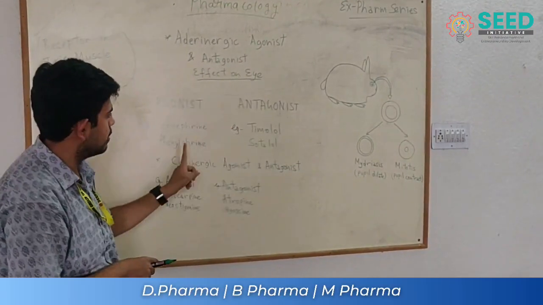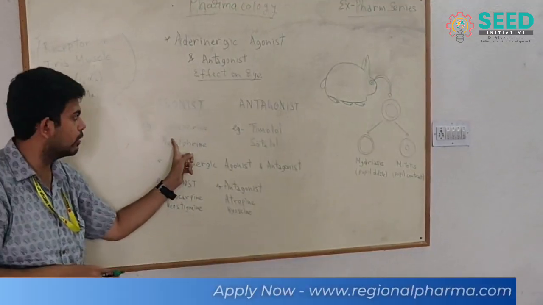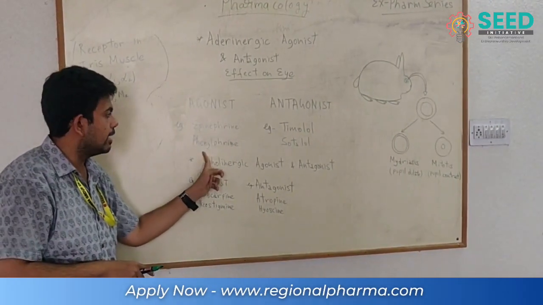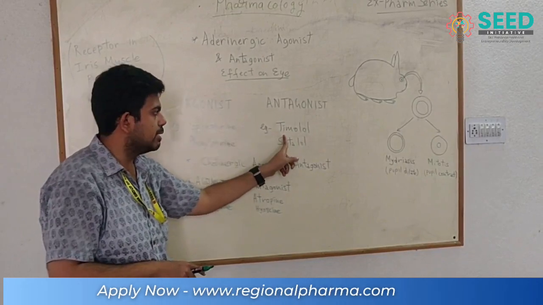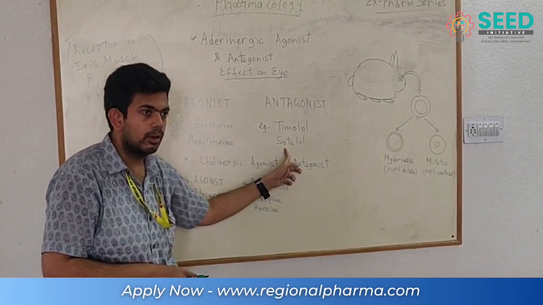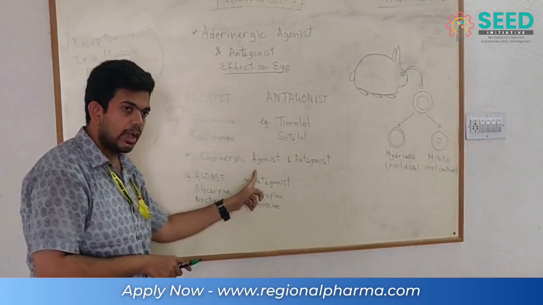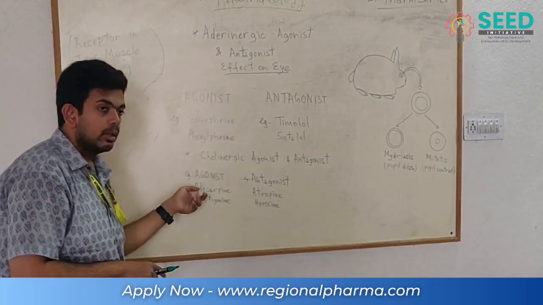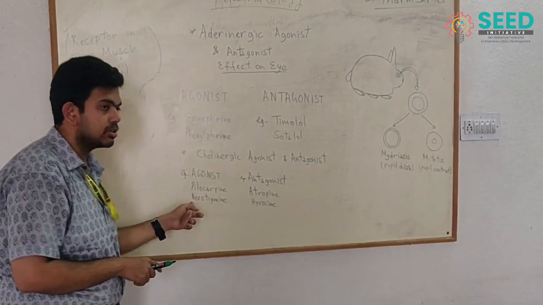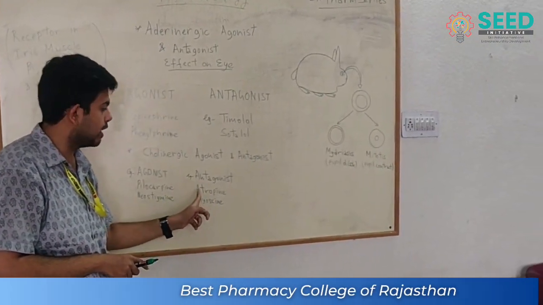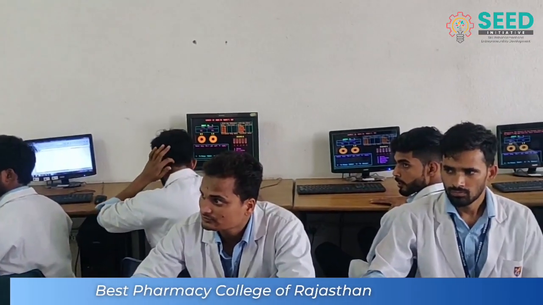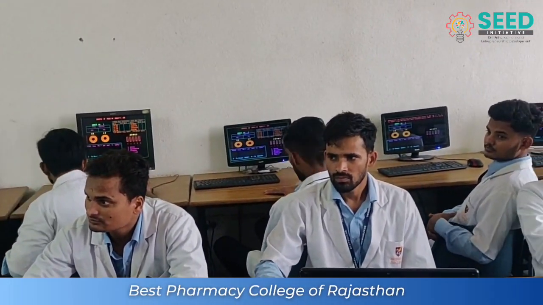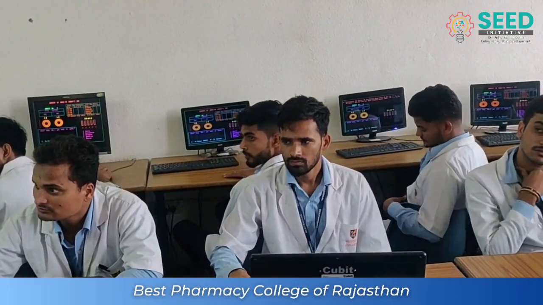I have written some examples here: for the adrenergic agonist, epinephrine and phenylephrine, and for the adrenergic antagonist, timolol and sotalol. Same for the cholinergic agonist, we have written pilocarpine and neostigmine, and for the antagonist, we have written atropine and hyoscine. First, we have to discuss what are the receptors that are going to bind with them.